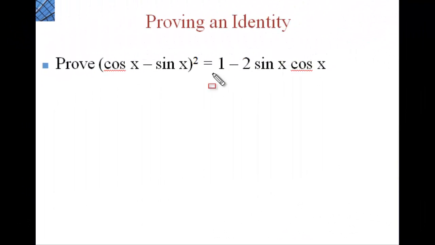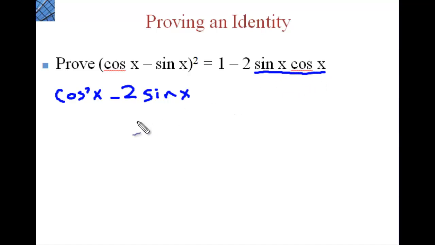Now we'll take the same idea and prove a trigonometric identity. We'll start off with expanding cosine x minus sine x squared. So this would be cosine squared x minus 2, and we can put it sine x cosine x or cosine x sine x, but since we're trying to match up this side, we'll put it as sine x cosine x.